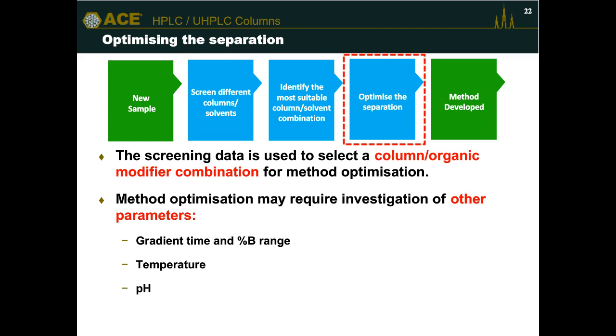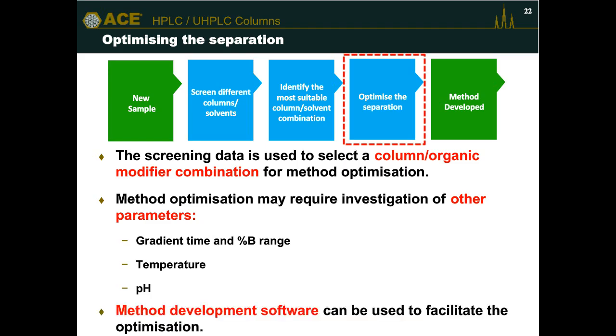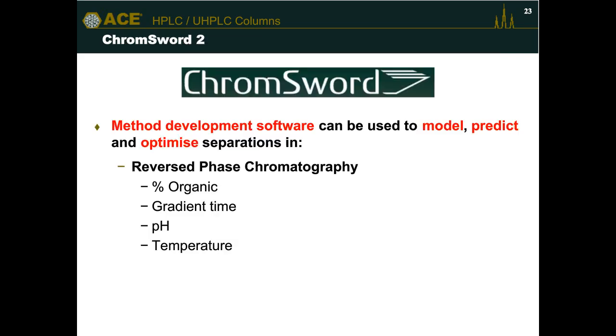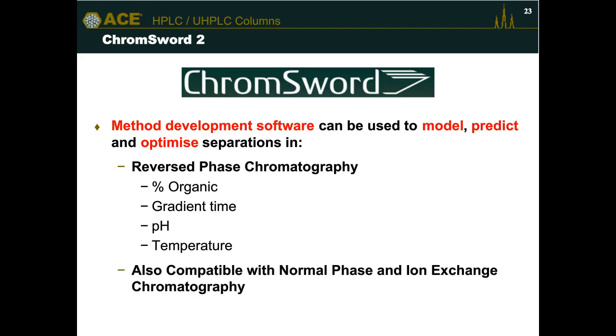Gradient time, the percentage B range of the solvents. We can look at temperature, pH, and buffer concentration. There are many other different types of parameters. Now, method development software for more complex separations can be very useful. What I want to talk about a little now is a package called ChromSword. This is method development software that you can use to generate models to help you predict and also optimize your separations. We've used it extensively in reverse phase chromatography, and it can be used for a number of different parameters, but also in other modes of chromatography too.